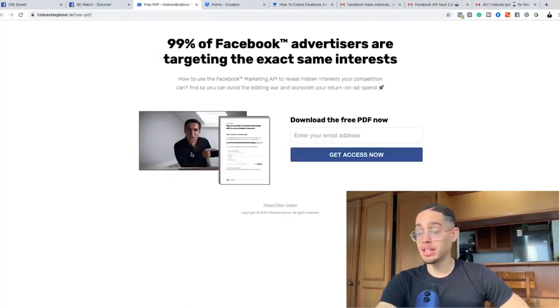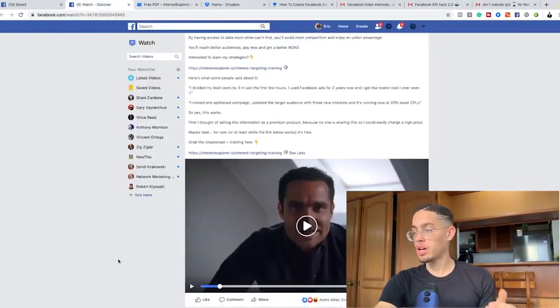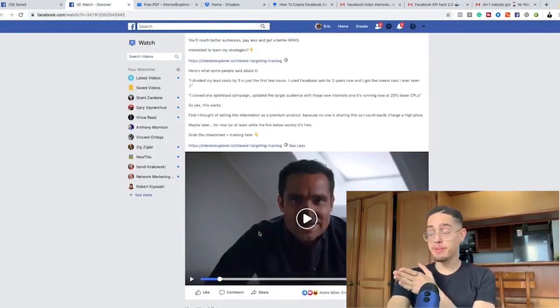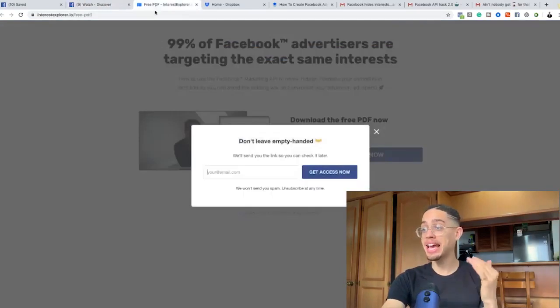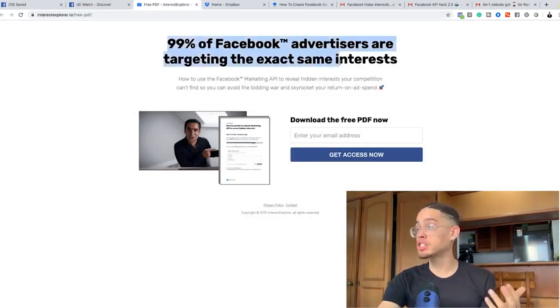Now, guys, this image right here is congruent. Let me go back here. Let me show you this. The ad has his face on it. He's wearing the same shirt. The landing page has him in the same shirt pointing at the free PDF that he was just talking about. "99% of Facebook advertisers are targeting the same exact interest."